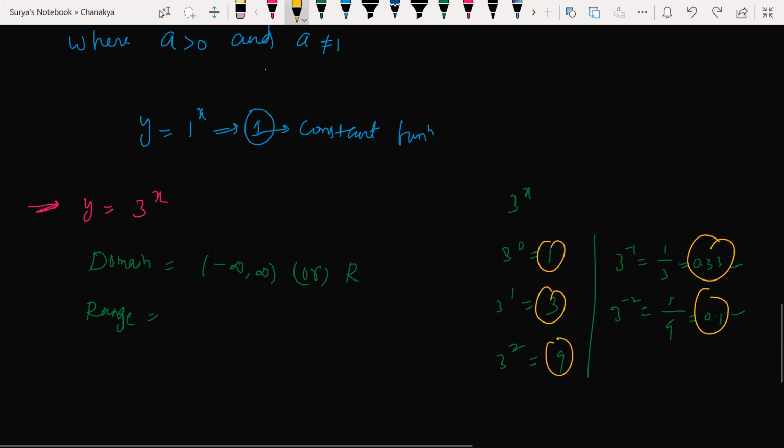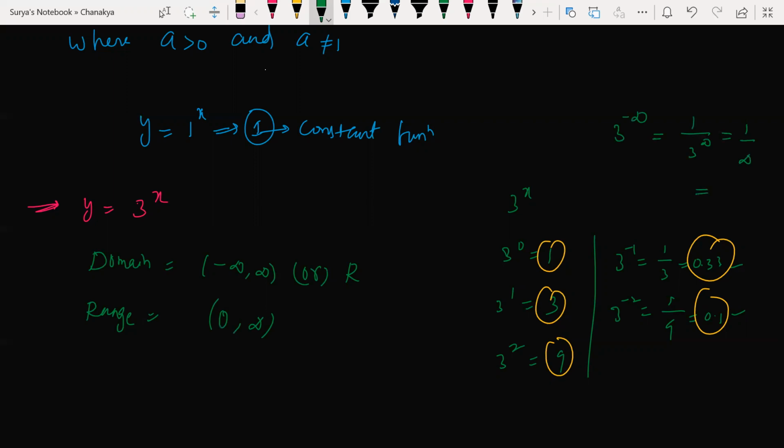What is the range here? 0 to infinity. Can I include 0 here? No, sir. 0 cannot be included. Why? Because in my output, I never get a 0. Check. If you want to substitute minus infinity also, look at this here. 1 by 3 to the power of infinity. 3 to the power of infinity is what? Infinity only. 1 by infinity is what?